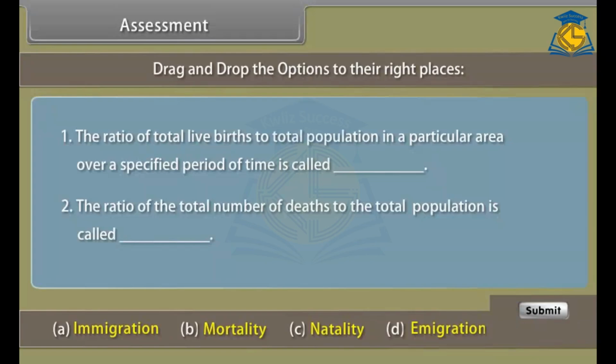Assessment. Before proceeding further, let us know how much you have learned. Drag and drop the option to their right places.